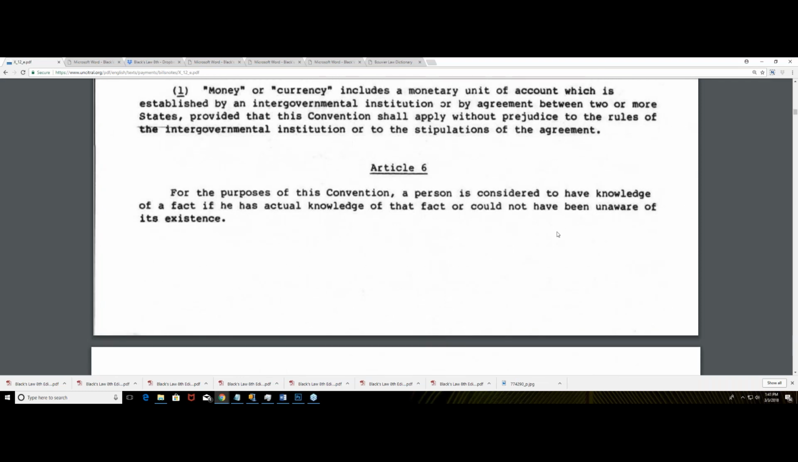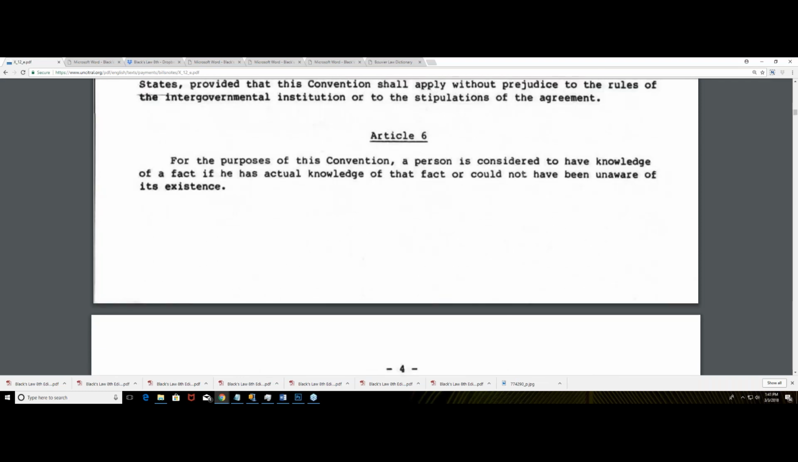All right, and then we have Article 6. For the purposes of this convention, a person is considered to have knowledge of a fact if he has actual knowledge of that fact or could have been aware of its existence. All right, once again, notice.